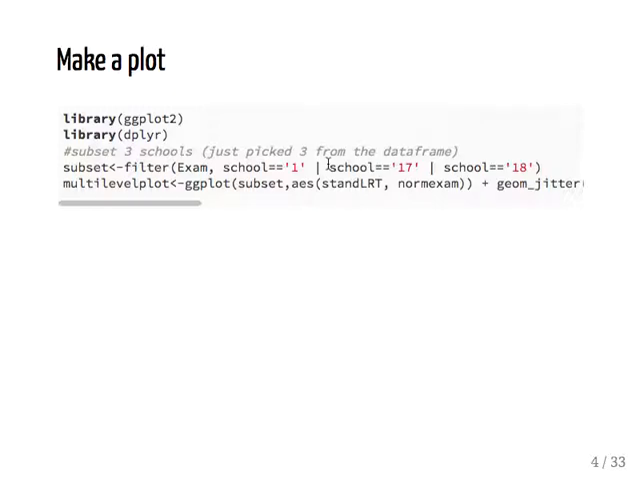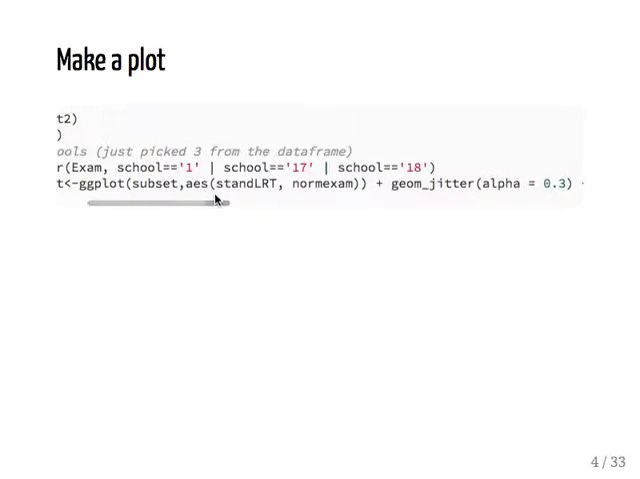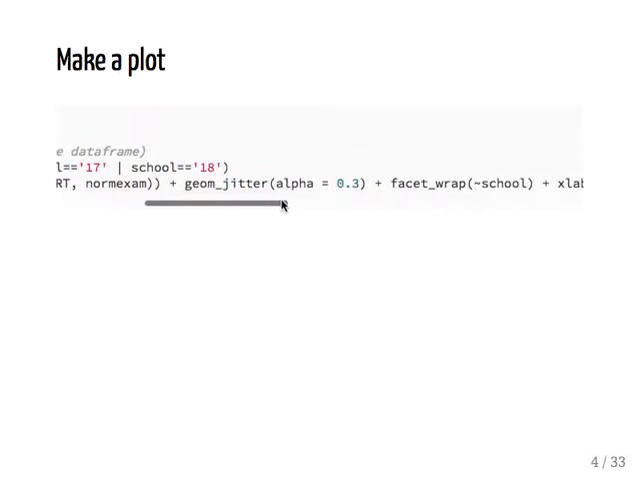So here, the first step is with dplyr, I make a subset. I pick school 1, school 17, and school 18. And then we make a multi-level plot, and we use ggplot, which you should know by now. Those are the aesthetics, so the x and the y. You should have remembered from the first assignment geom_jitter to avoid overlap in points. And we can also change the transparency of it by the alpha.